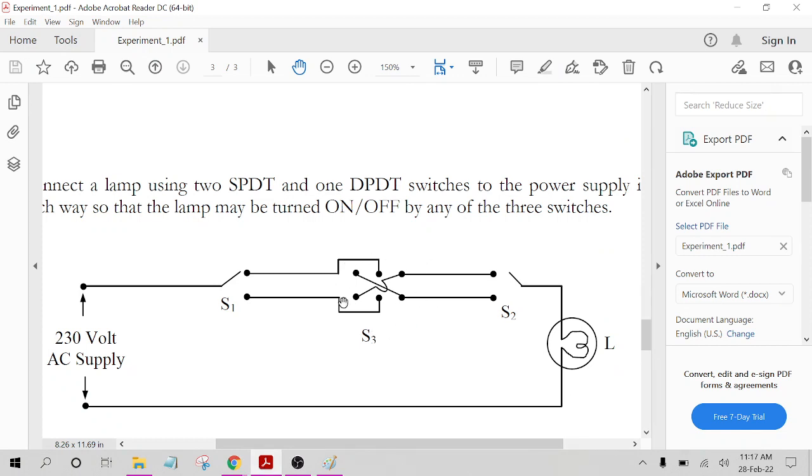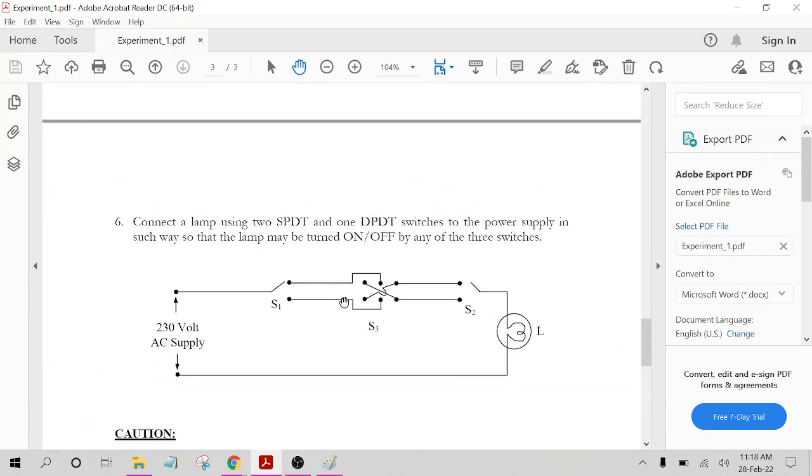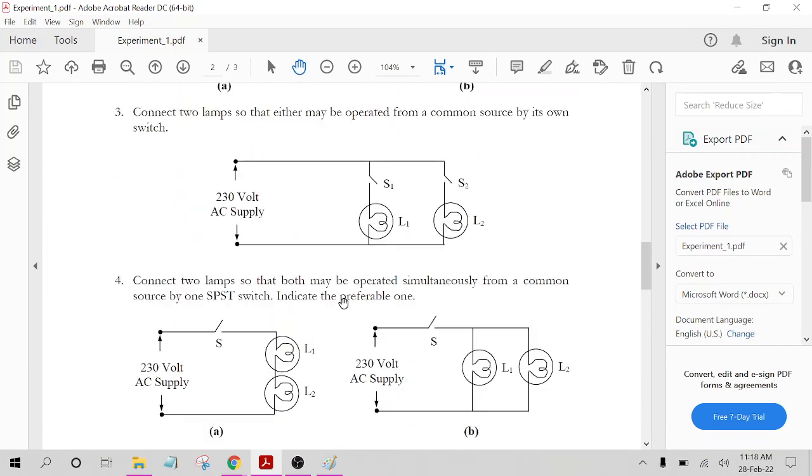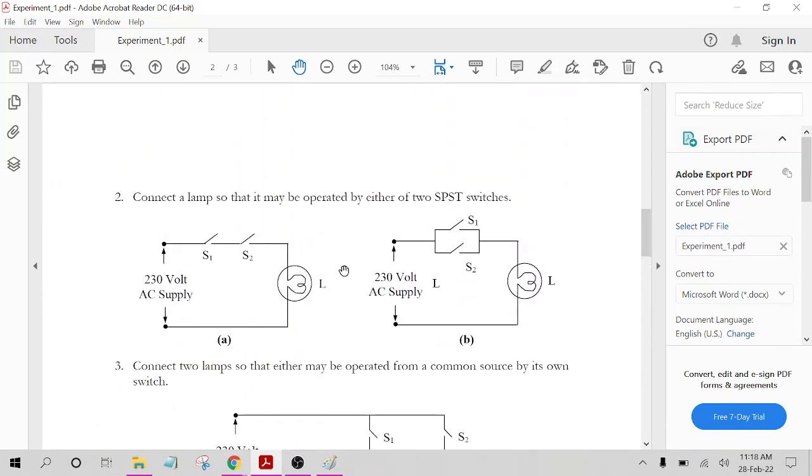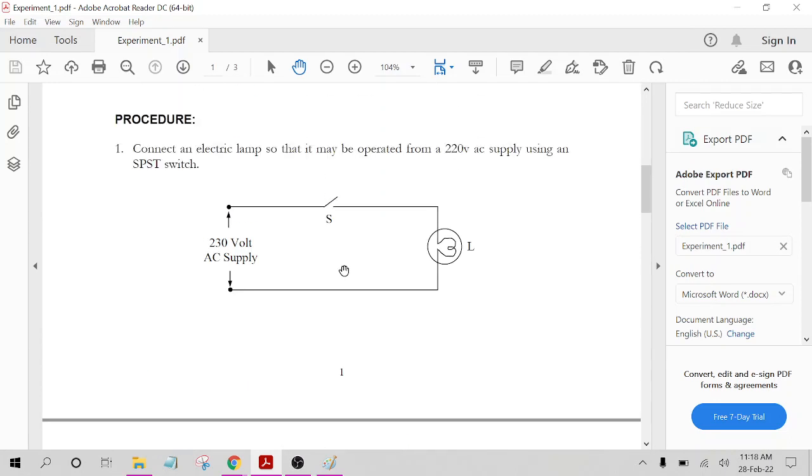Anyway, so this is the construction of DP-DT switch. However, we will not cover it in today's experiment because in Tinkercad software there is no DP-DT, so it just becomes easier for you. We will learn the use of SPDT, SPST and SPDT today.